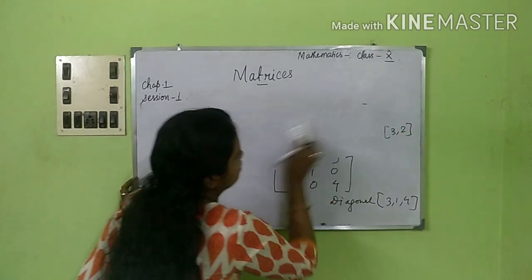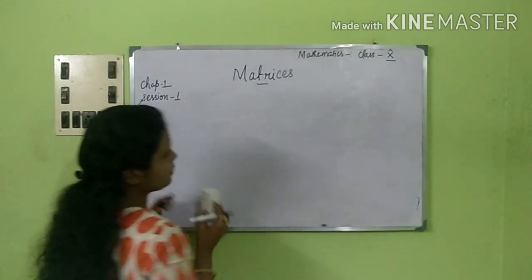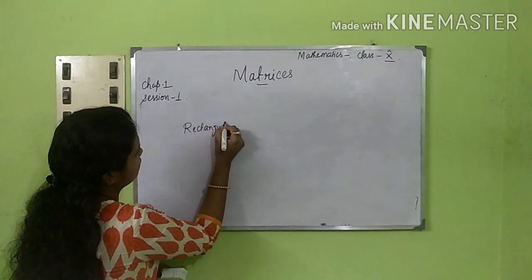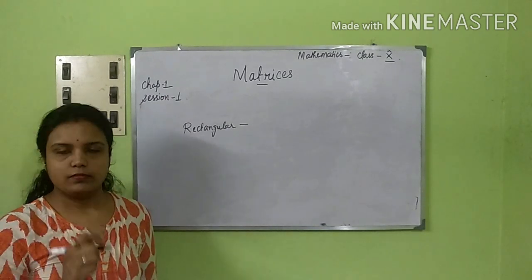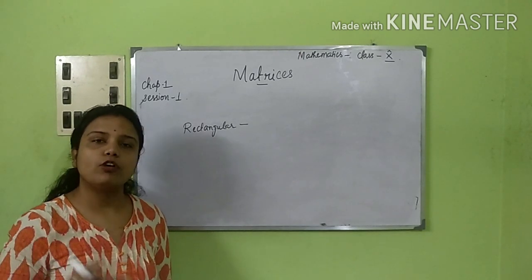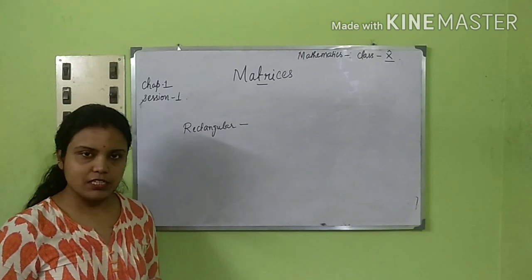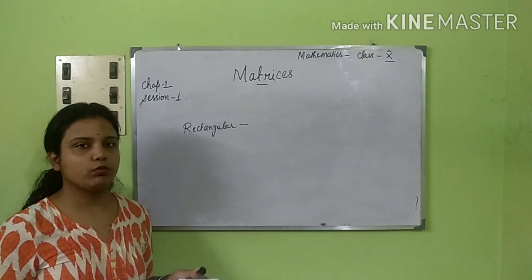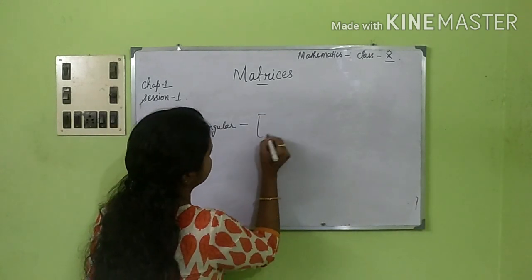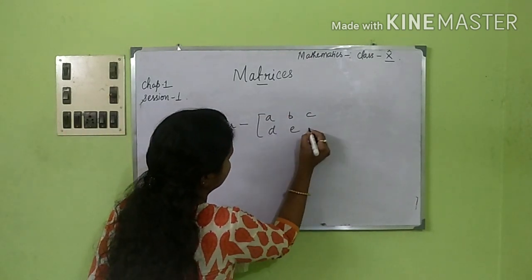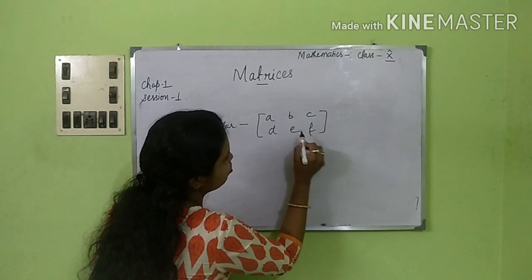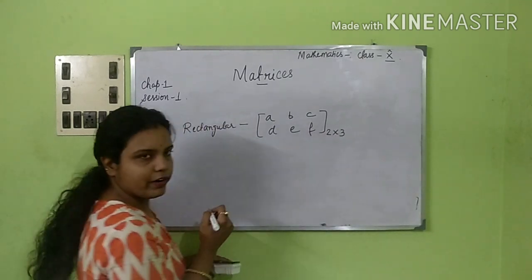Next, coming to rectangular matrix. Rectangular matrix is what? That means the number of columns and the number of rows are not equal to each other. You know, the length and breadth are always different for a rectangle, right? In a similar way, here also the number of rows and the number of columns are not equal. So it can be of the form, suppose A, B, C, D, E, F, right? What is the order of this matrix? 2 rows and 3 columns. That means 2 into 3, right?